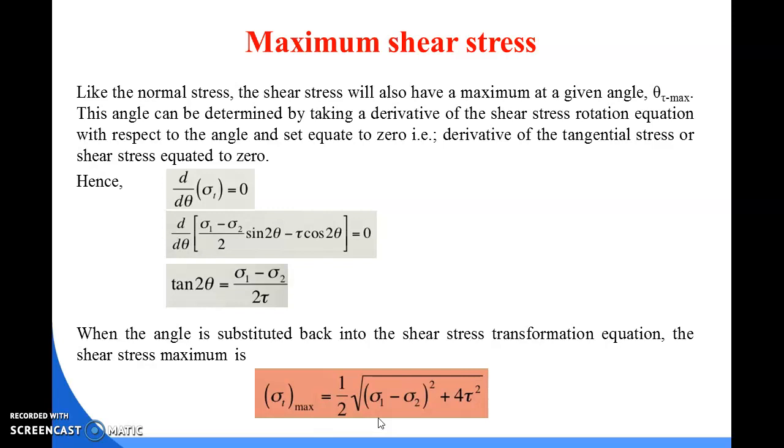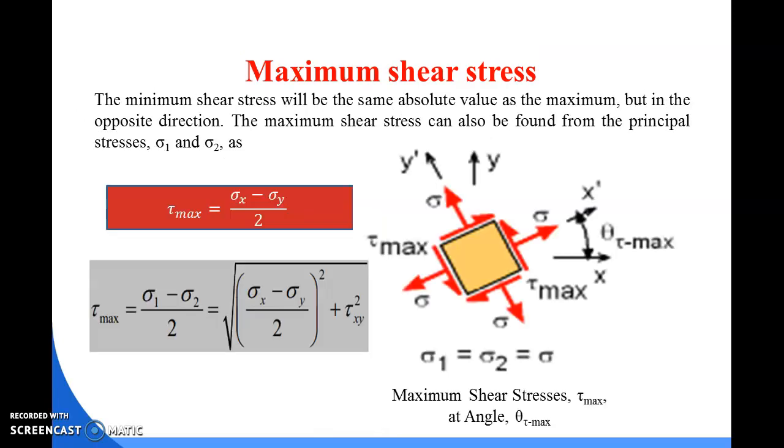If only sigma 1 and sigma 2 are given, then what is the value of maximum shear stress? In this case, the maximum shear stress value is (sigma 1 minus sigma 2) divided by 2. It is only for the two mutually perpendicular stress system. Here the tau value is omitted.